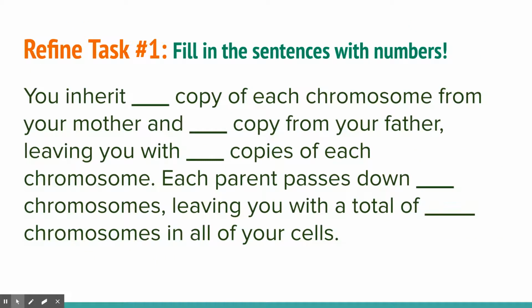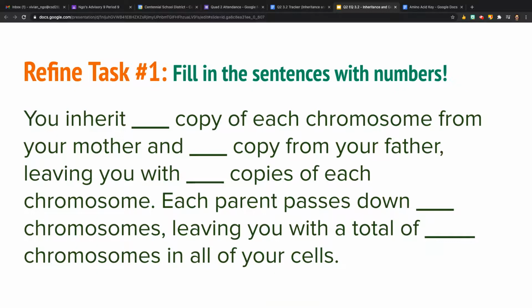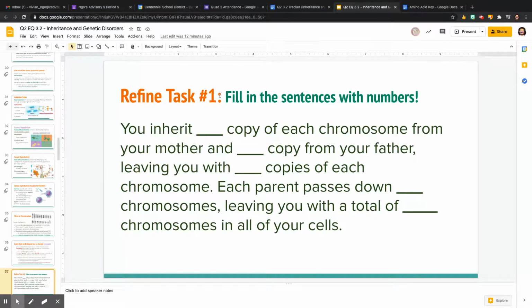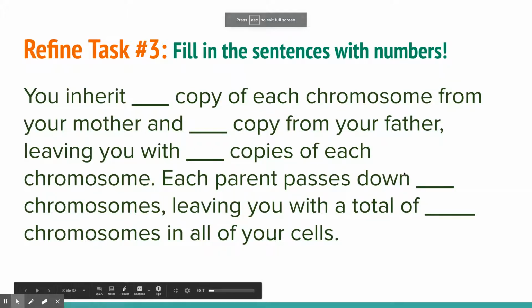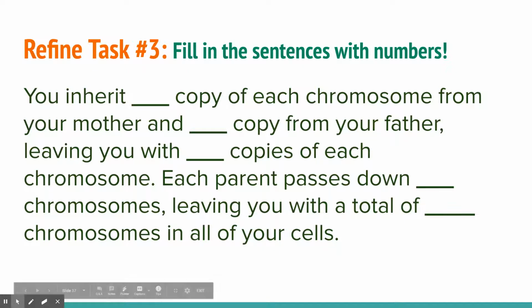And then your refined task. Oops, as I am working on this, I noticed a mistake. Your refined task number 3 is to use the information that we just learned to fill this out. So you inherit blank copies of each chromosome from your mother and blank copies from your father, leaving you with blank copies of each chromosome. Each parent passes down blank chromosomes, leaving you with a total of blank chromosomes in all of your cells.